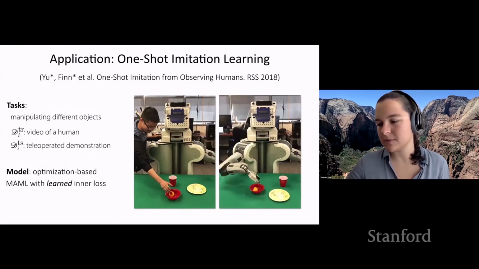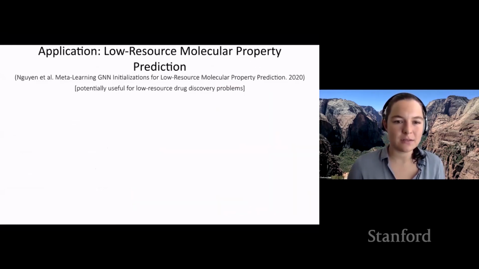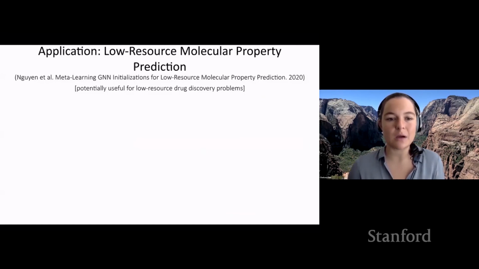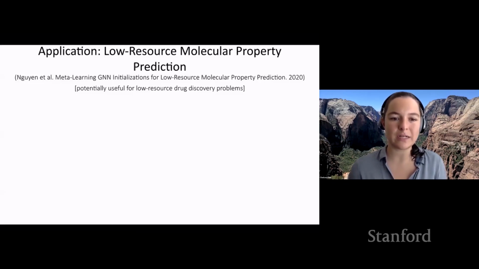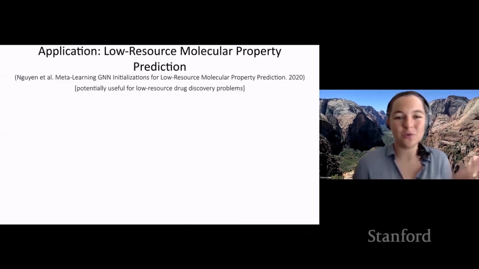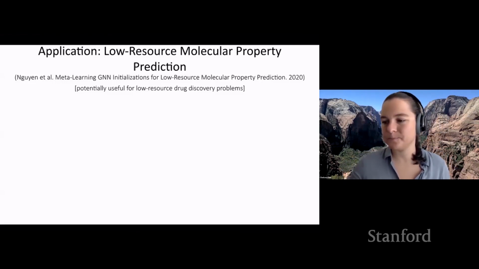Cool, so this is one example of one-shot learning applied to imitation learning. The next application that I'll talk about is low-resource molecular property prediction, where you want to be able to predict the activities and properties of a certain instance of a molecule with only a small amount of data. And this might be quite useful for low-resource drug discovery problems, where basically each data point requires actually synthesizing that molecule and running experiments with that molecule.